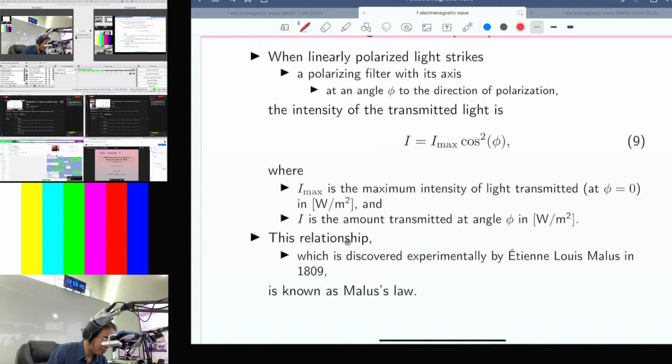The relationship was discovered experimentally by this person. Can any of you pronounce this word? Is there anyone who can read it? It is French. Maybe we call him Etienne Louis Malus, and it's simply known as Malus's Law.